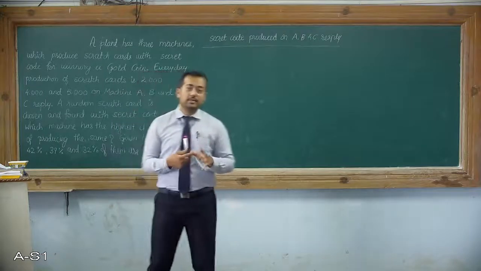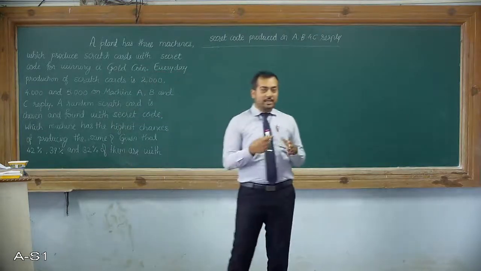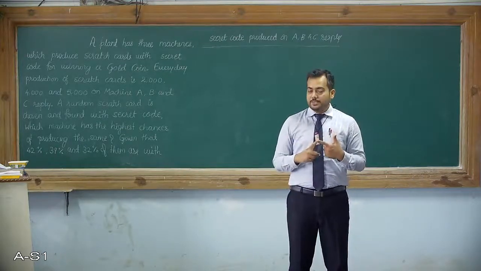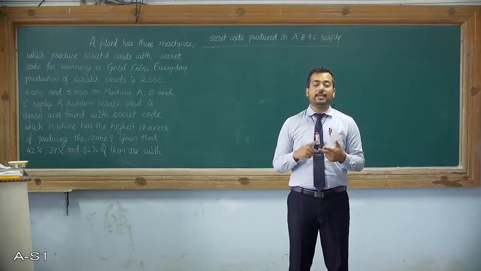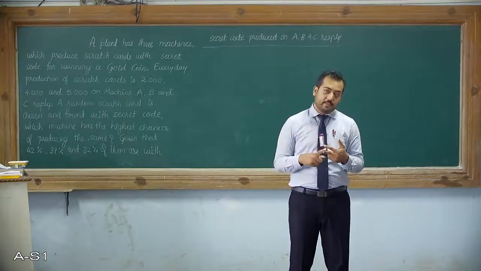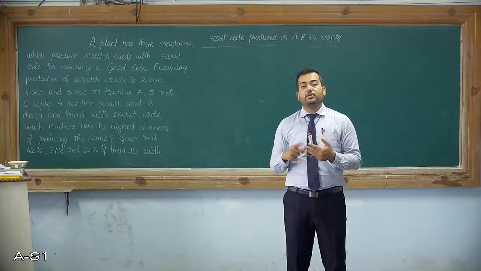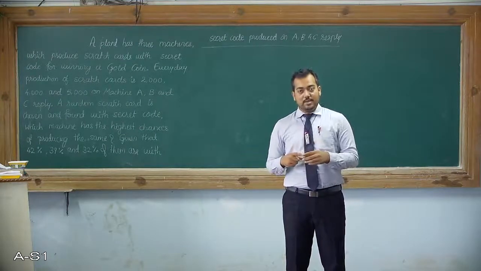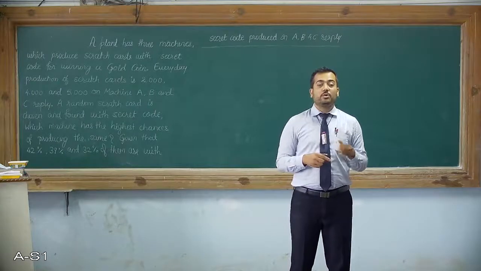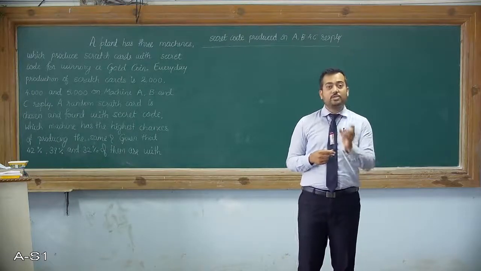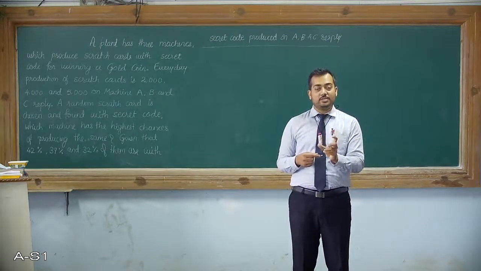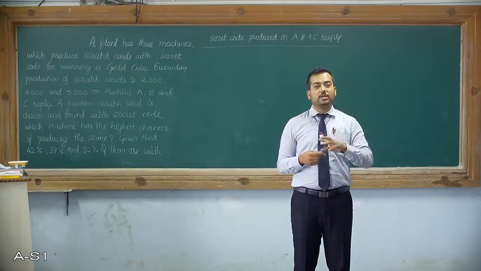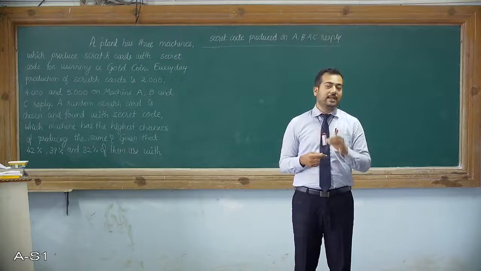Okay, so indirectly what we need to find is, if the randomly chosen card is found with a secret code, what is the probability it is produced on machine A? What is the probability it is produced on machine B? And what is the probability it is produced on machine C? And then among these, which has the highest one? So which machine has the highest chances of producing the randomly selected card which is already with a secret code? That is the direct question.